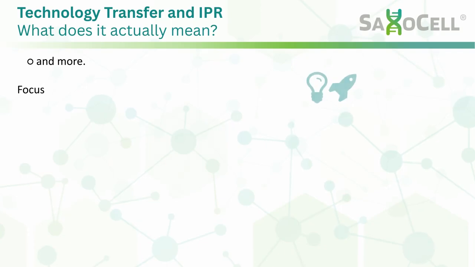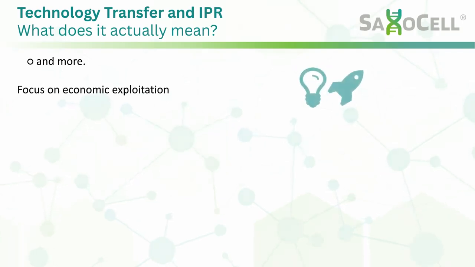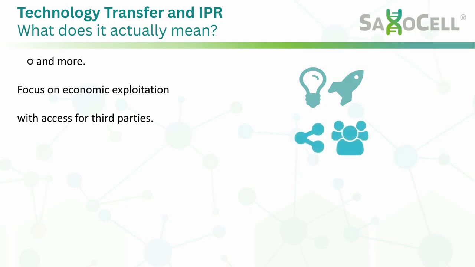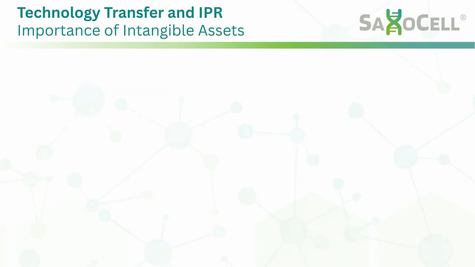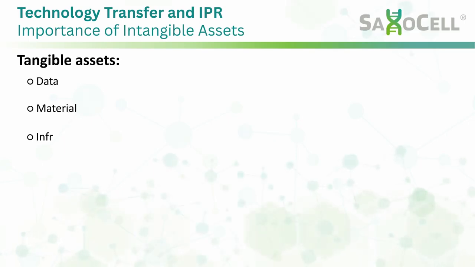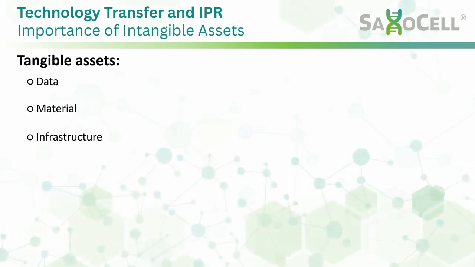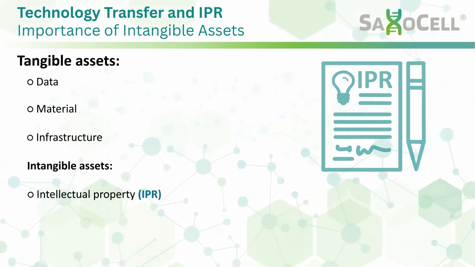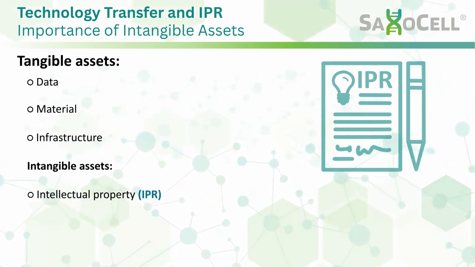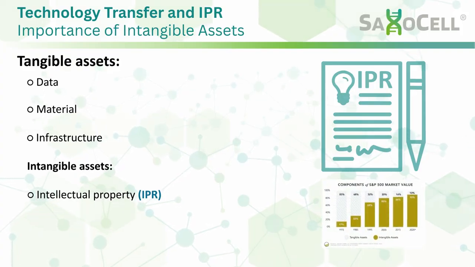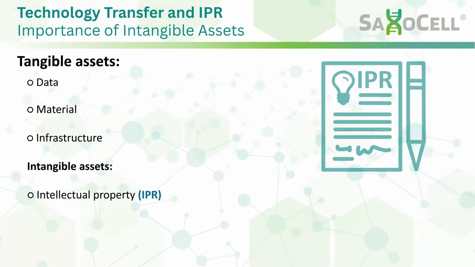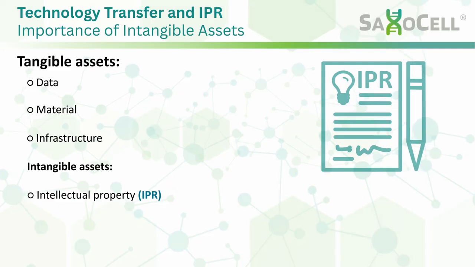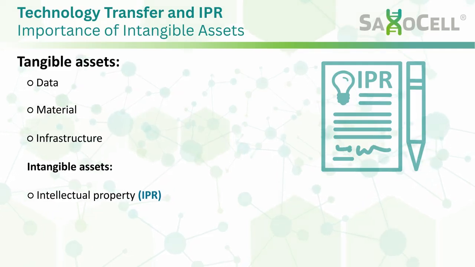Our focus is therefore on the economic exploitation of the ideas, and it's an active step to make research activities accessible outside of your own institution. When we look at the results of research activities, we see tangible assets like data, material, and infrastructure. On the other hand, there are intangible assets, such as intellectual property or IPR. Over the years, the value of these intangible assets has significantly grown. Yet, successful companies recognize the importance of building robust portfolios by combining both tangible and intangible assets.